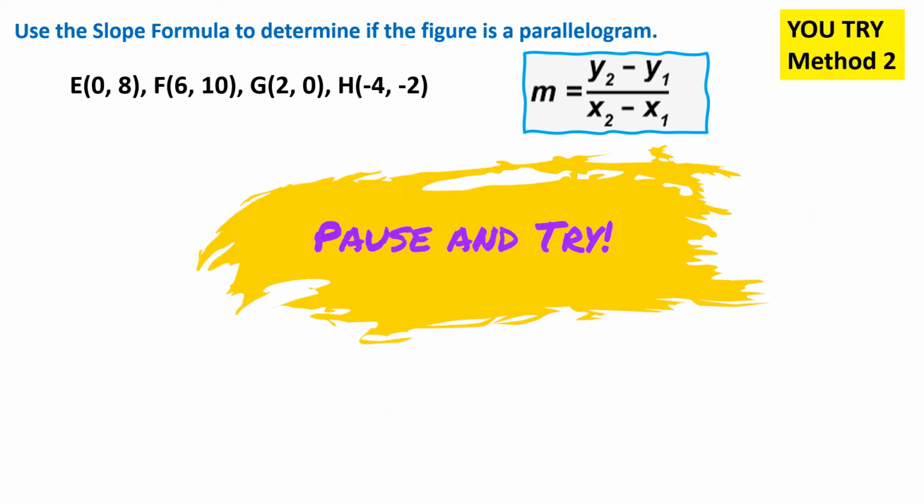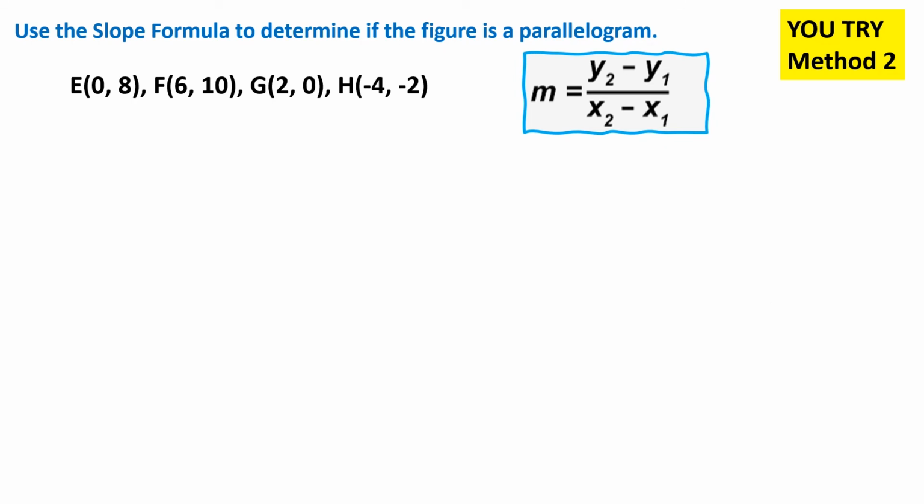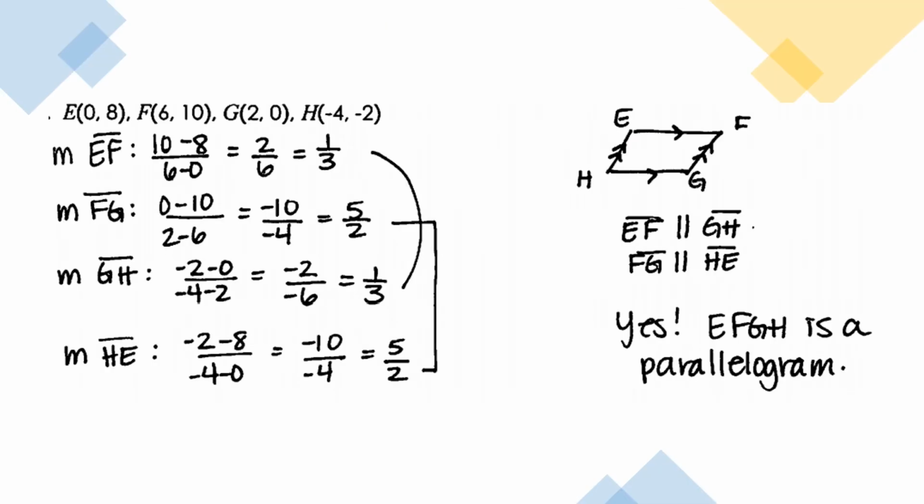Alright, so I would like for you to try this problem on your own. Use method 2 with the slope formula to see if these ordered pairs will make a parallelogram. So go ahead and pause and try. These ordered pairs do create a parallelogram. Hopefully you got it correct. If not, go ahead and pause the video and analyze the work here.